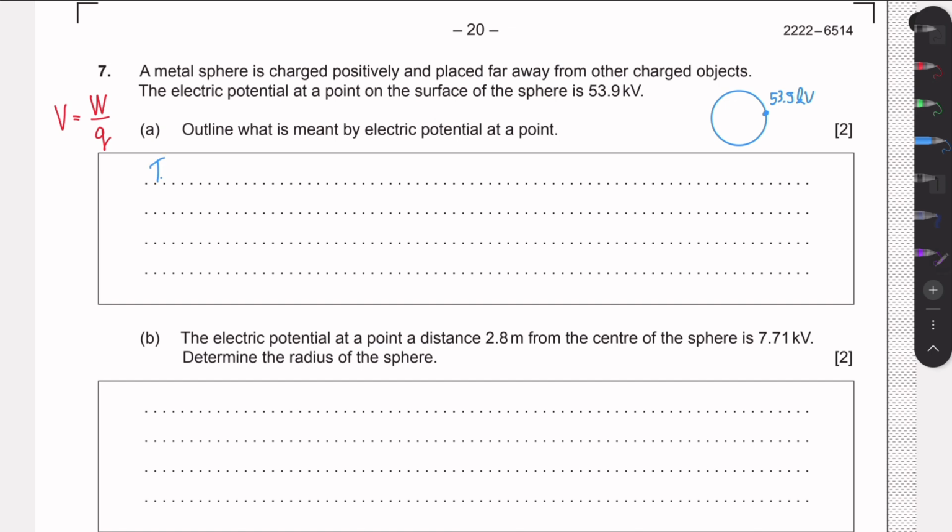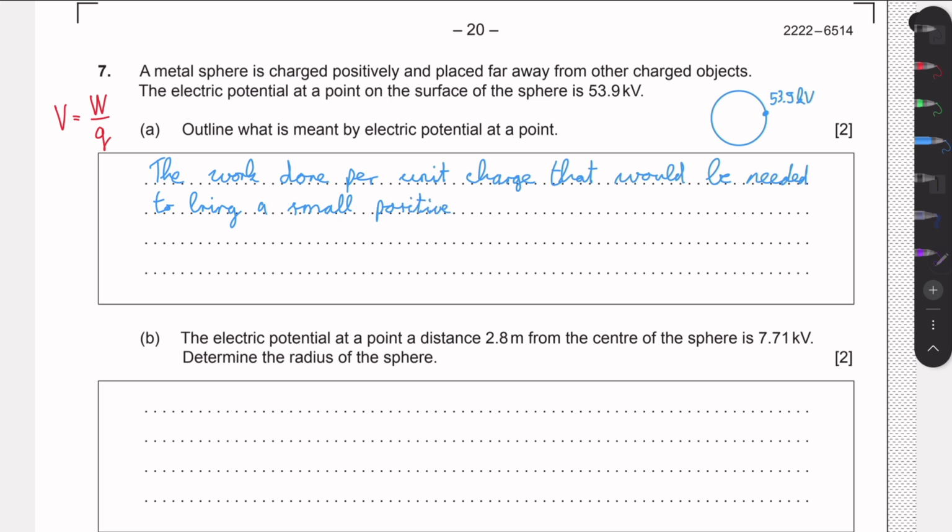So it is the work done per unit charge that would be needed to bring a small positive test charge from infinity to the point. So if we have some point here and we have a point charge infinitely far away, this is just the work needed to bring it there divided by the charge of our point charge. So this is simply the definition of electric potential at a point.